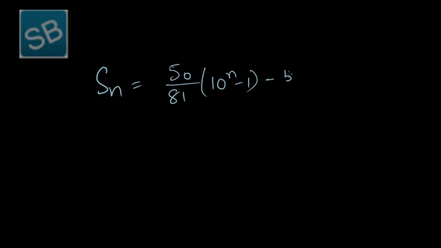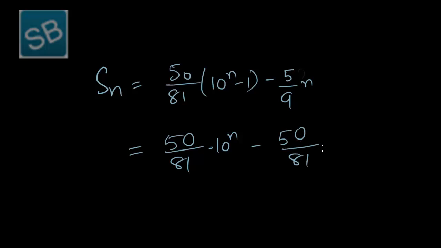That is, Sn = 5/9 × 10/9 (10ⁿ - 1) - 5/9 n, or we can write Sn = 50/81 × 10ⁿ - 50/81 - 5/9 n. So this is the sum of n terms of the given sequence.